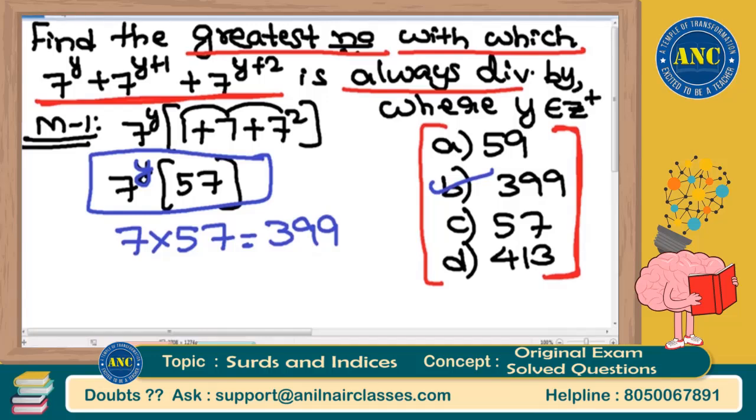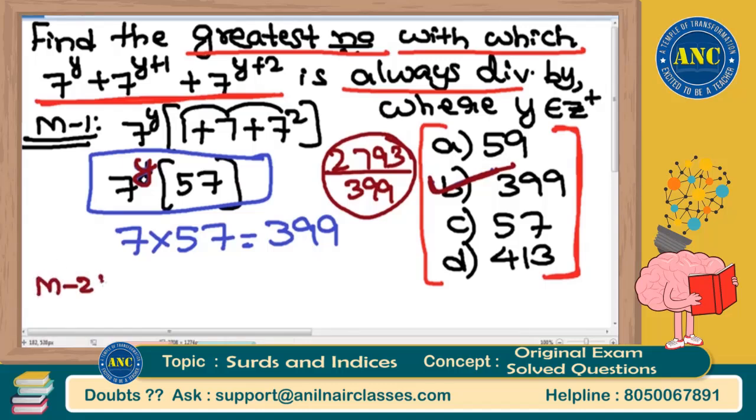Suppose if I put y value 2, 7 square is 49. 49 into 57, what will you get? Let me check it out for you people and give clarity. 49 into 57, you will get 2793. 2793 divided by 399 is also a whole number. It is perfectly divisible again. So the answer is again 399 itself.